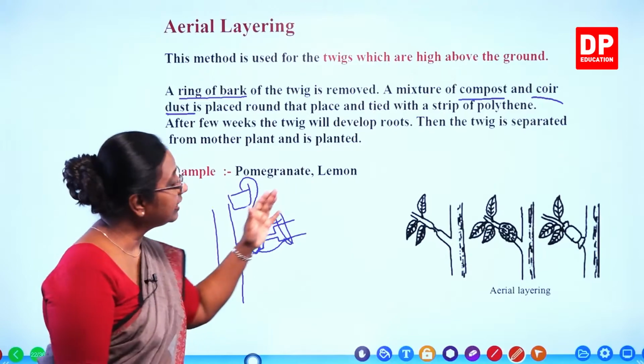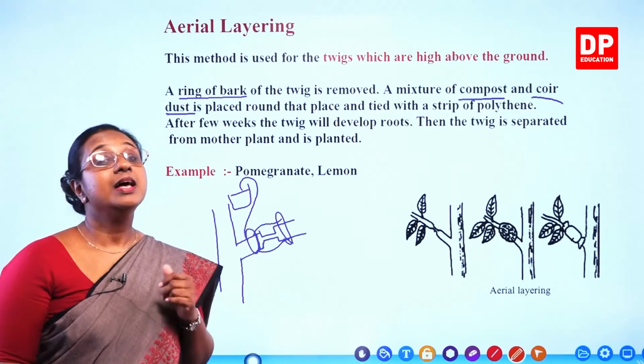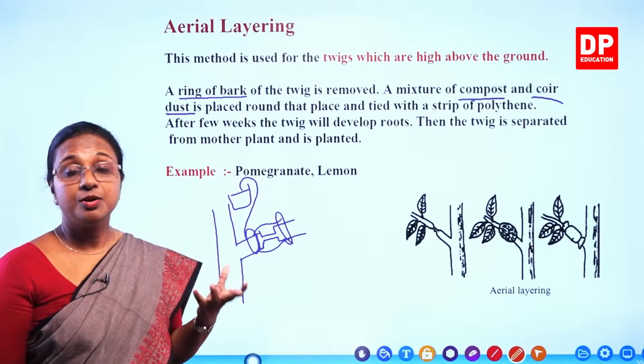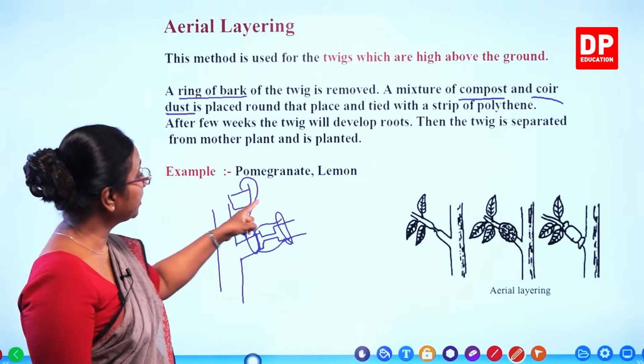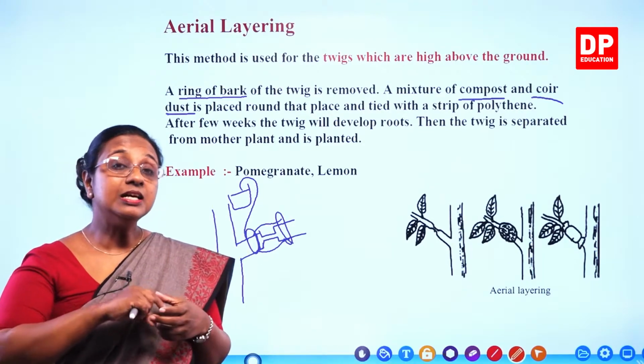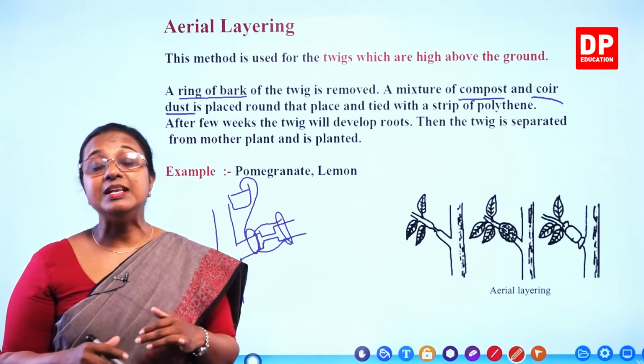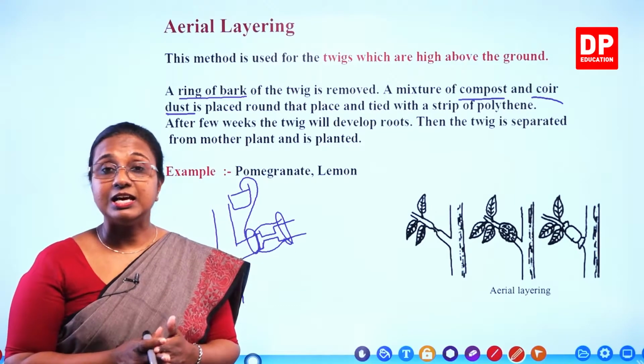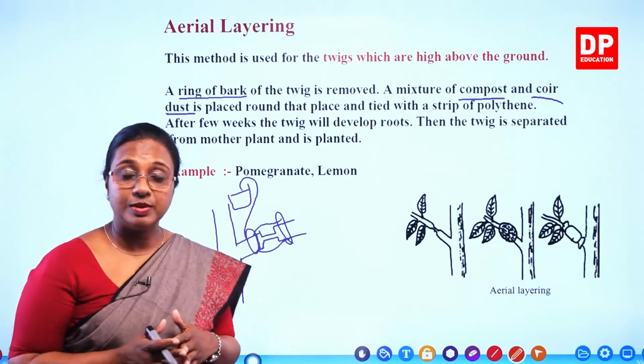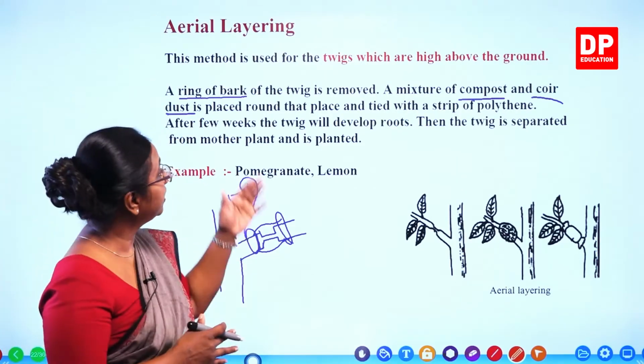In pomegranate, lemon, these types of plants, aerial layering is more suitable. Why? Pomegranate, you can remember students, the stem is somewhat strong. So, it's difficult to bend the stem and do ground layering. Then of course, we can go for this method if it is high above the ground.